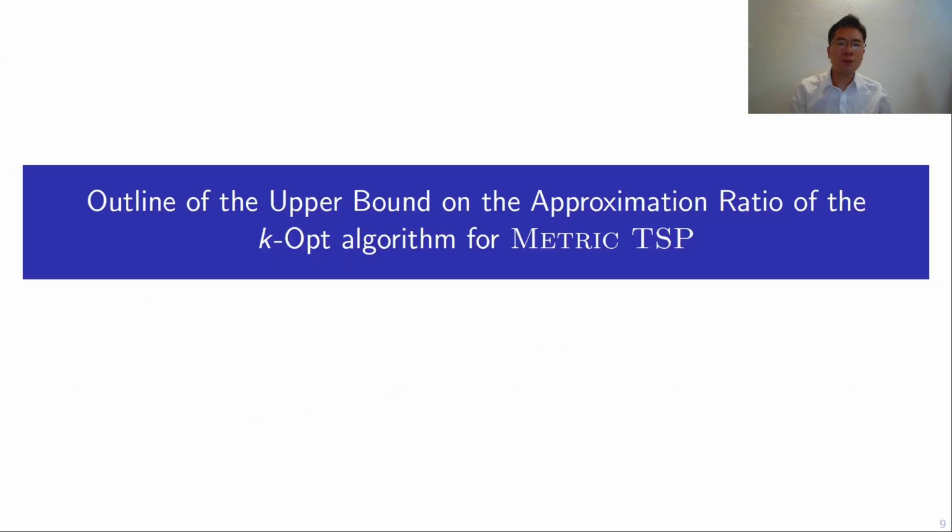So let us briefly summarize the main ideas for the upper bound on the approximation ratio of the k-opt algorithm for matrix TSP. For all other lower bounds on the Kernighan algorithm and for graph TSP, we refer to the full version of the paper.